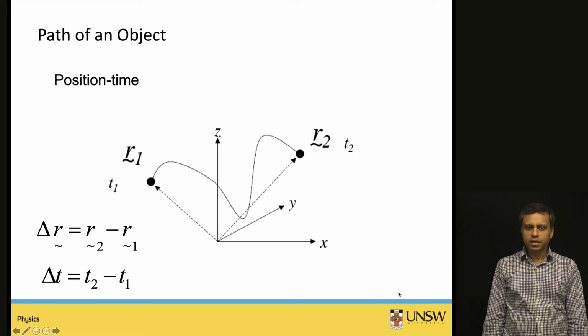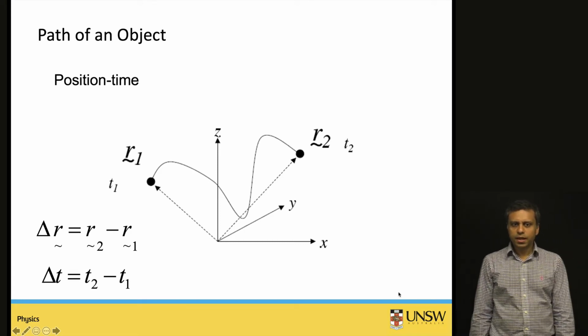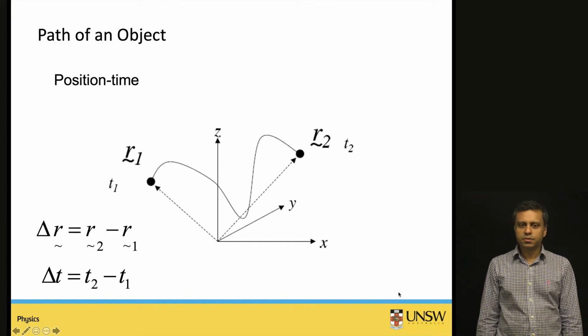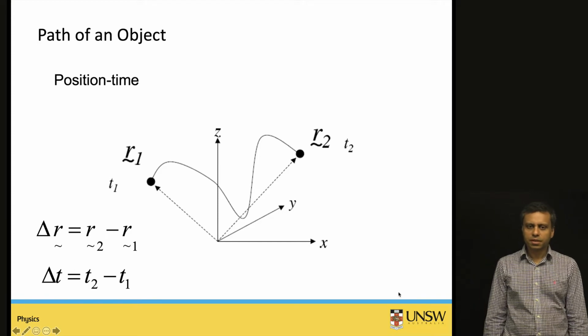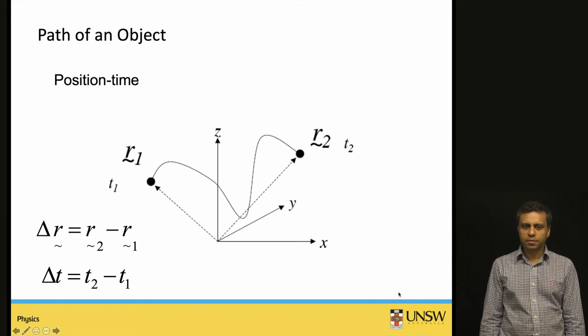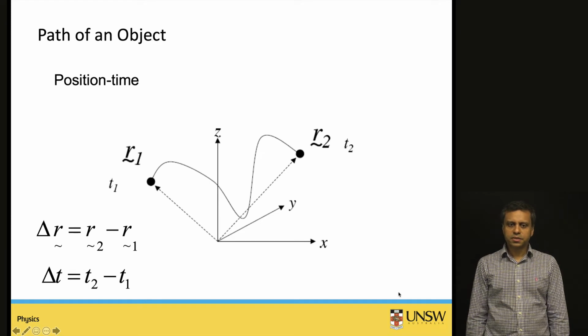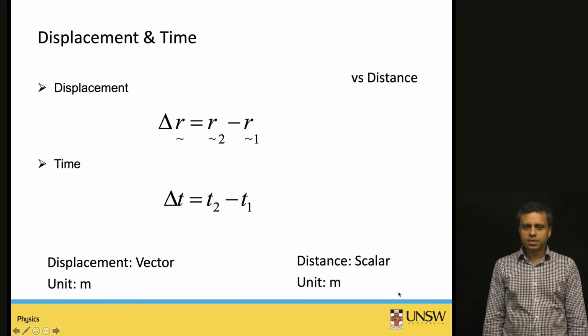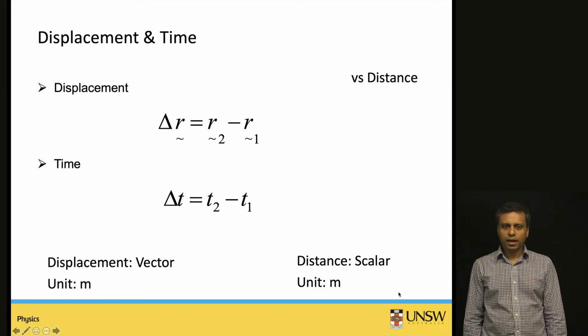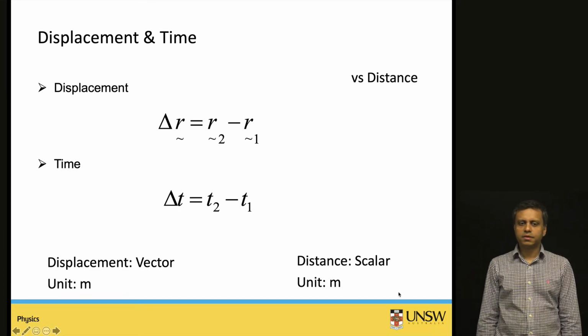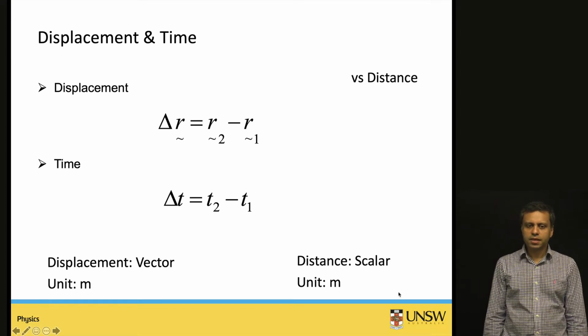The first quantity we will look at is called displacement. It's defined as the difference between the final and the initial positions. In this case, it's just r2 minus r1, and remember r2 and r1 are vectors, so you have to subtract them with the rules of vector addition and subtraction. The time difference delta t is t2 minus t1. So we have the displacement. Displacement is a vector quantity, delta r, defined as some final position minus some initial position, r2 minus r1, and it has the unit of meters.